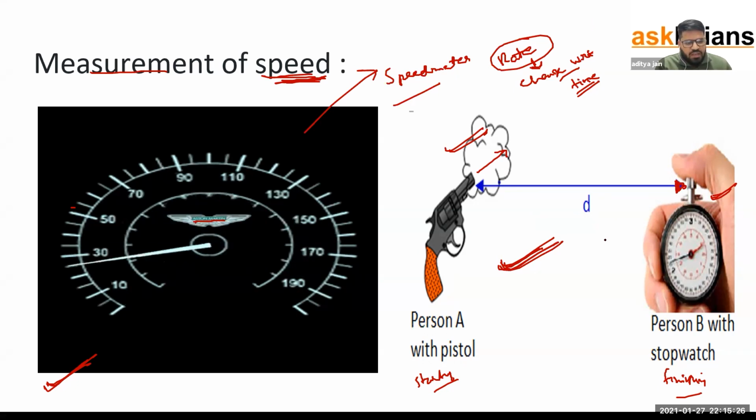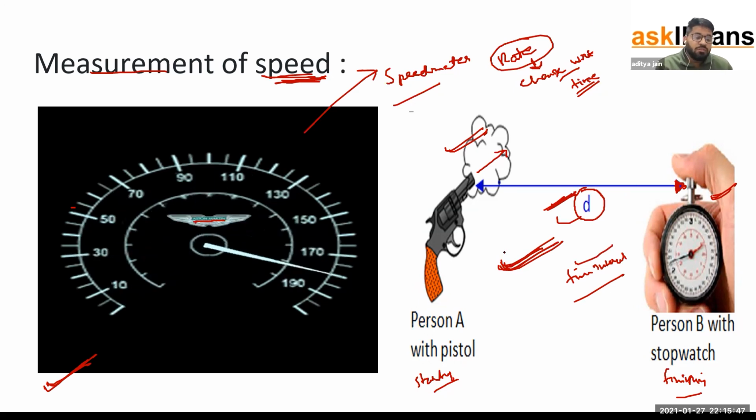So he's measuring the time interval. From the stopwatch, you will get the time interval, and you will know the distance much before the race, because you know how much distance the race covers. So you know distance, you know time. So you will be able to calculate speed from that.